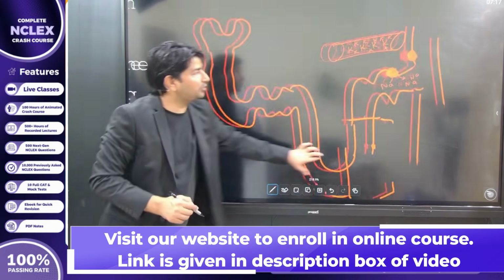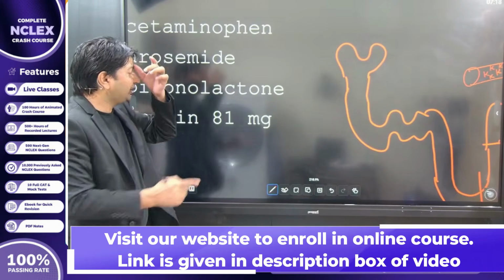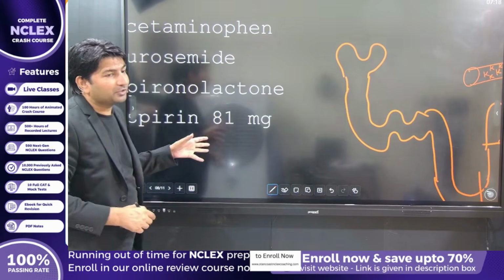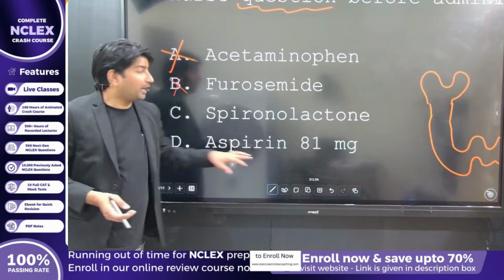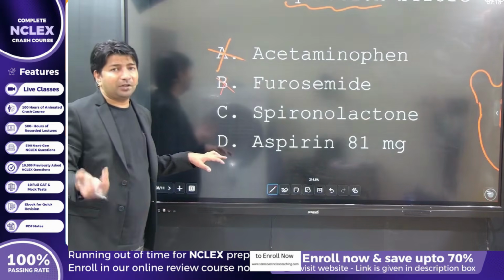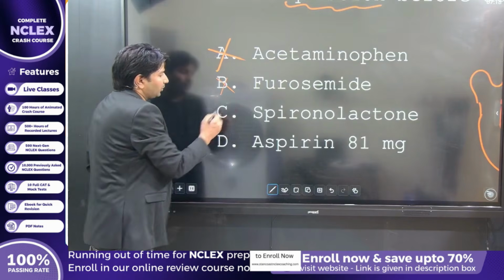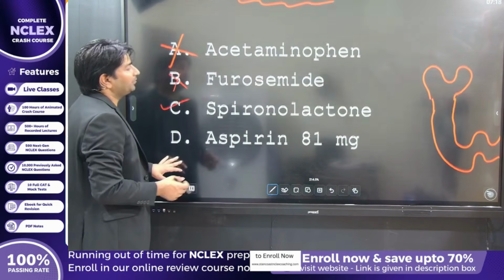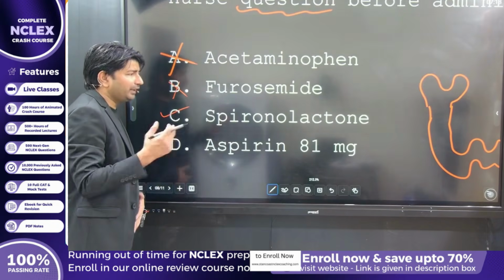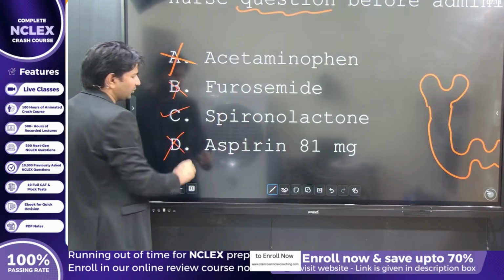Therefore, we shouldn't give spironolactone with an ACE inhibitor because ACE inhibitors also cause potassium retention, which can lead to hyperkalemia, and severe hyperkalemia can cause cardiac issues. So this is the correct answer? Because spironolactone shouldn't be given with any drug that causes hyperkalemia. Aspirin, however, has no effect on potassium levels.